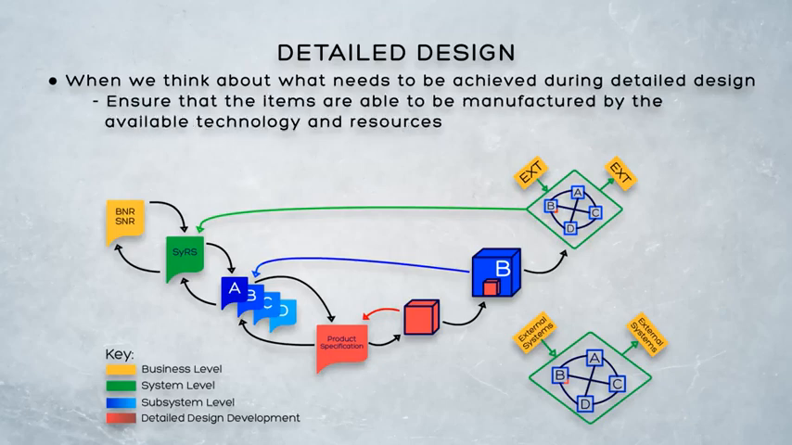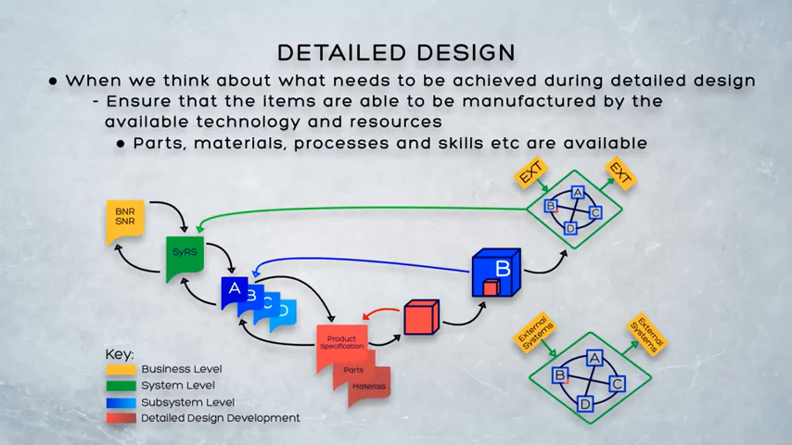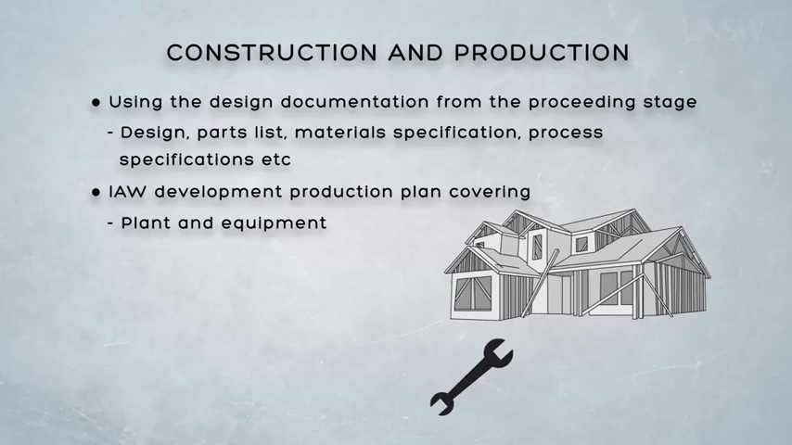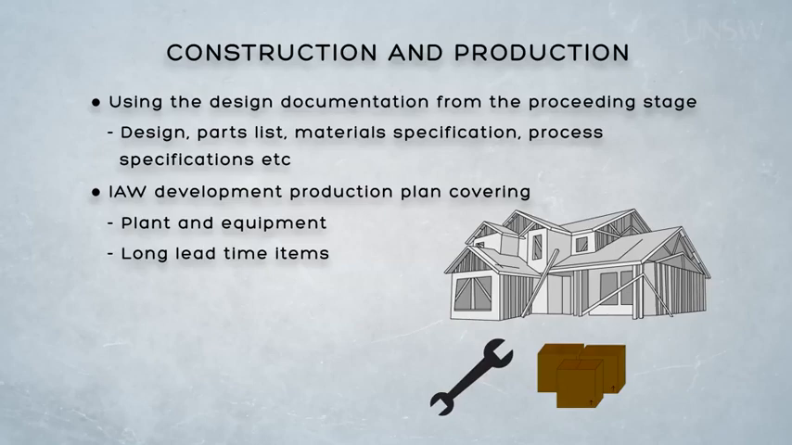For the subsystems that need to be designed or modified, some level of detailed design will be required. We will look at the detailed design process and talk about tools like prototyping and how those tools help to refine the detailed design. We then move on to constructing and producing the system against the detailed design from the previous stage. During construction and production, we look at critical systems engineering activities such as configuration audits and system verification.